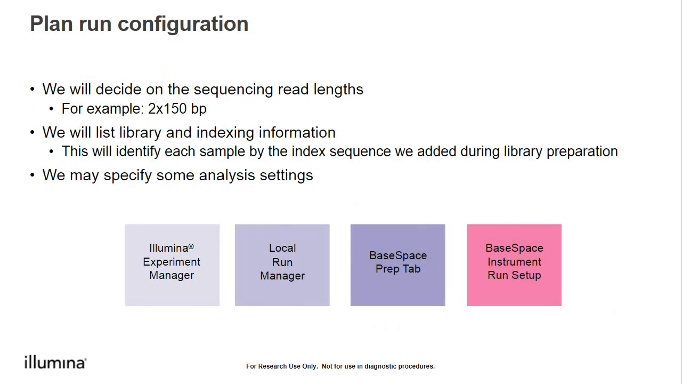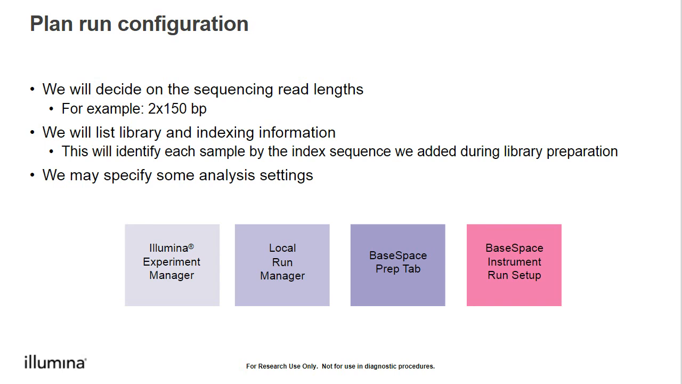To plan the run configuration, we will decide on the read lengths. An example of a read length is 2 by 150, or paired 150 base pair reads, and each Illumina library preparation method has read length recommendations. Next, we will need to list out our library and index information. This will help us to identify all of the samples pooled together according to the index sequences added during library preparation.